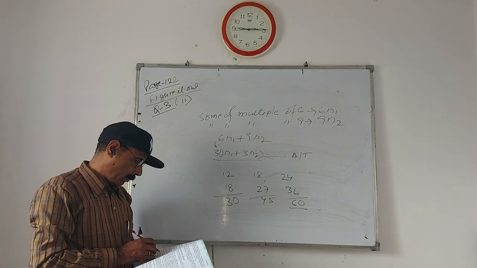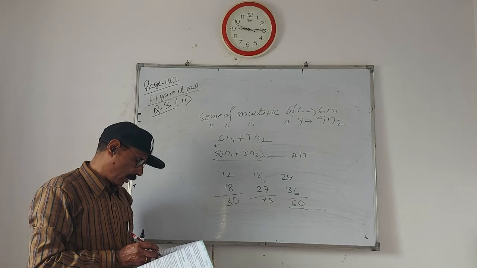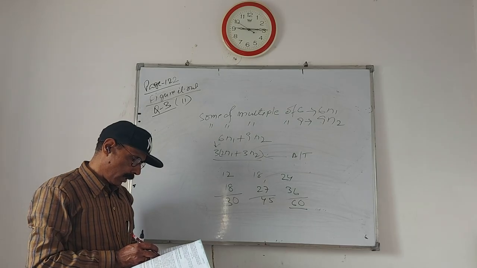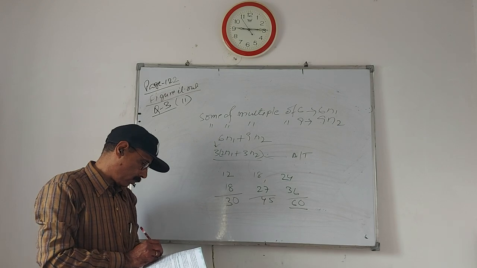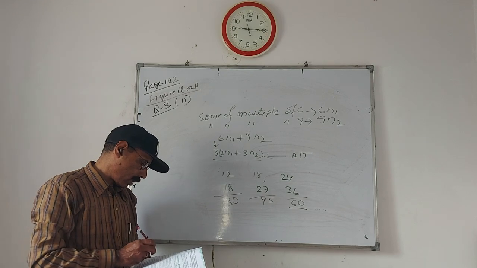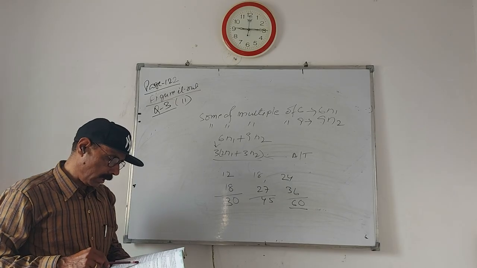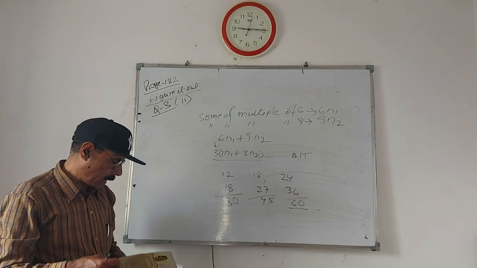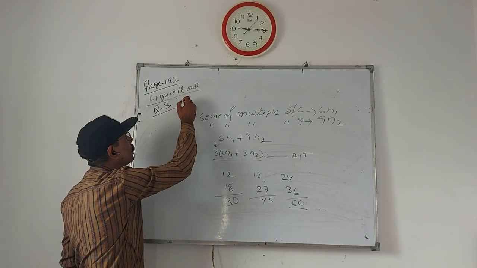The sum of a multiple of 6 and a multiple of 9 is always a multiple of 3. This is always true. Next, the fifth question: the sum of a multiple of 6 and a multiple of 3 is always a multiple of 9.